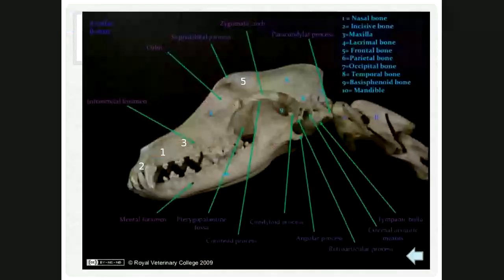So the following is an image depicting some of the important skull anatomy. So please hit the pause button and take some time to read through all of them, or come back to it at a later stage and just have a read through.